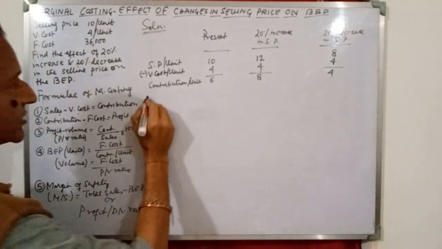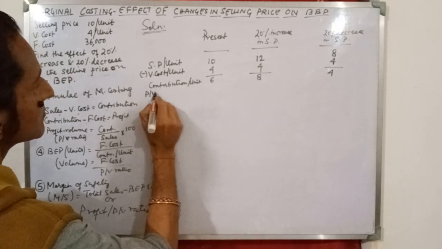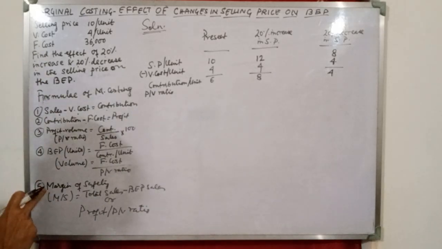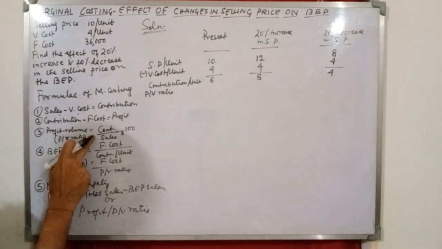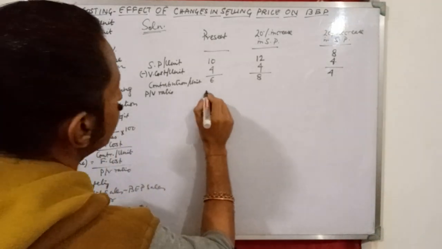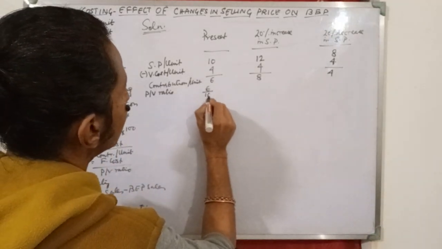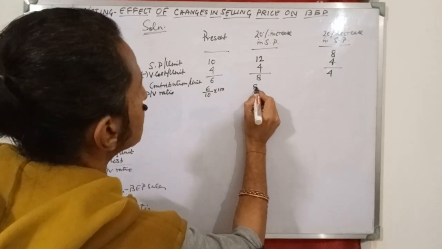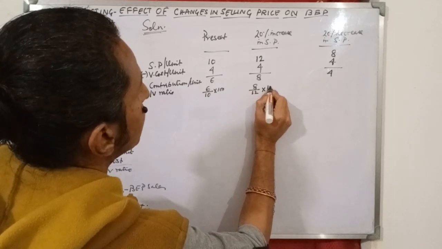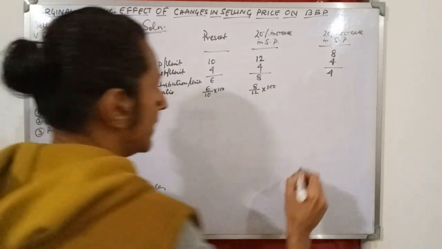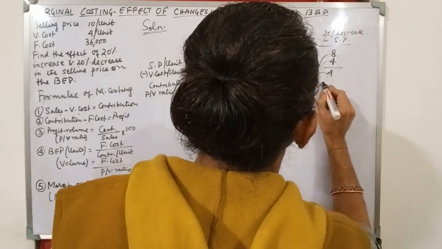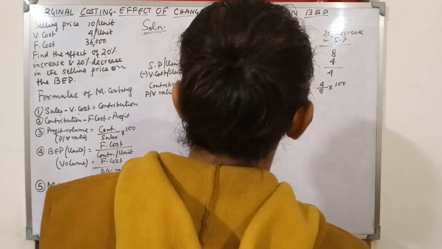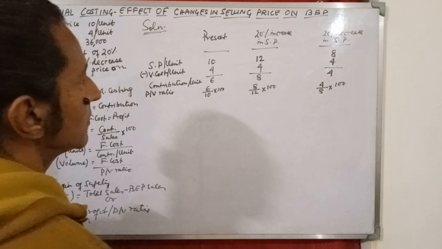So you can find out the PV ratio, that is profit volume ratio. What is the formula of PV ratio? Contribution by sales into 100. So here it is 6 over 10 into 100. Here we have 8 over 12 into 100. And here PV ratio is 4 over 8 into 100. Okay.